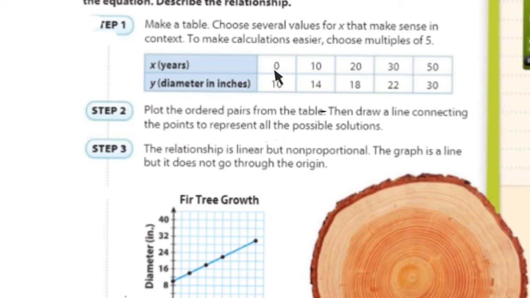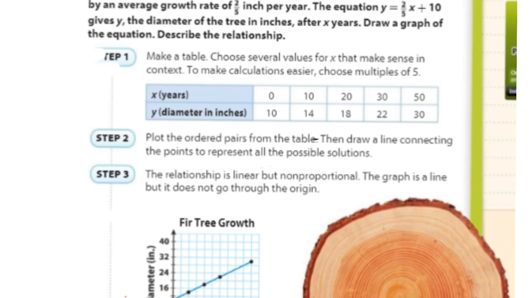And they put a 0 in. And so on the equation, let me scooch down. There you go. So they put a 0 in for x. So 2/5 times 0 gives you 0, plus 10 is 10. Then put a 10 in. 2/5 times 10 will give you 4, and 4 plus 10 is 14. 2/5 times 20 gives you 8, and 8 plus 10 is 18.